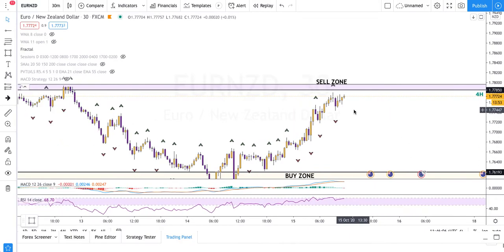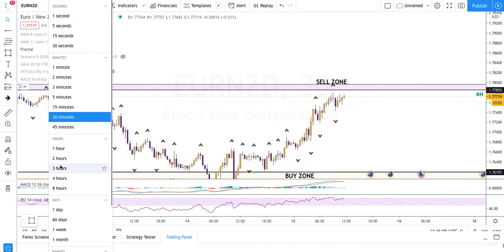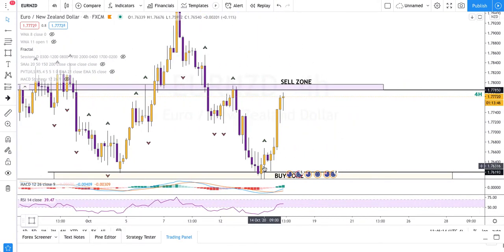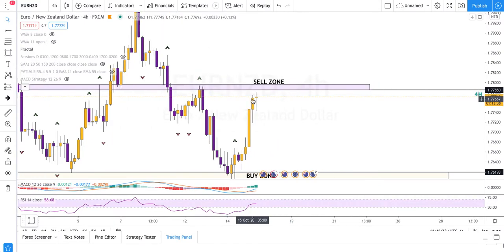First of all, you want to wait for a confirmation. So let's go to the 4 hours so you can see what's going on. The 4-hour chart has just a few candles. We're waiting for it to enter the sell zone. So we're just going to wait patiently.